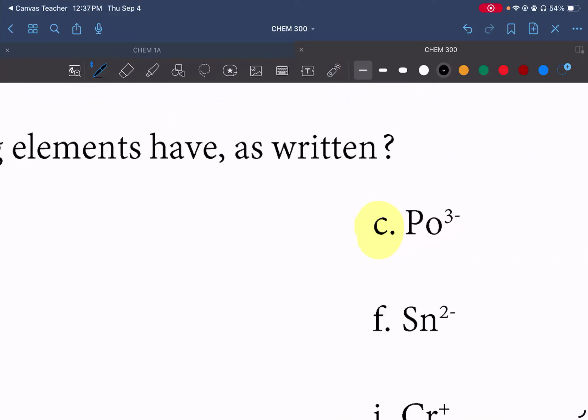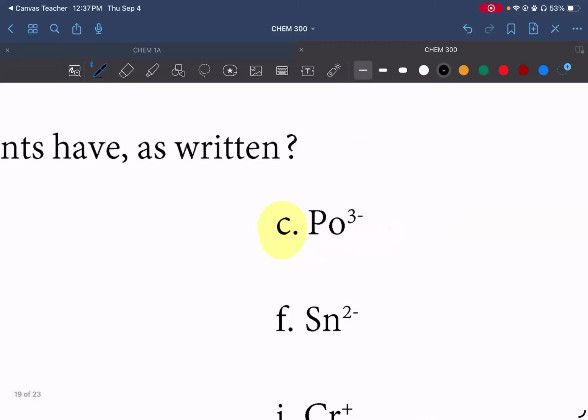Po, take a second to scan for it on your periodic tables. Po is polonium. It's not bottom right corner. Its atomic number is 84. Remember, try to find it on the periodic table. One of the skills is being able to read the periodic table. Polonium is Po, number 84. This charge is 3 minus. So how many electrons does it actually have? 87.